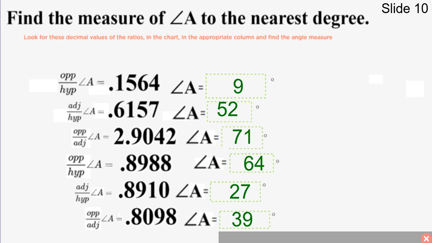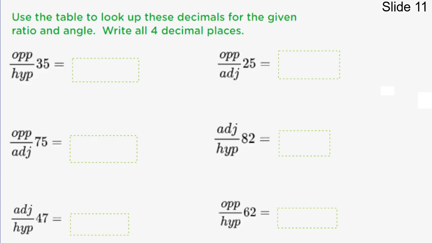So let's try doing some more based on these givens. Here we have the ratio and we have the angle. Could we find the decimal ratio that goes with it? So we could do some calculations. So again, we're going to look at here, and that tells us what column to use. This is the angle measurement, and then we can write the decimal ratio that goes with it. So we're going to go to opposite over hypotenuse of 35 degrees and see what our decimal ratio is.